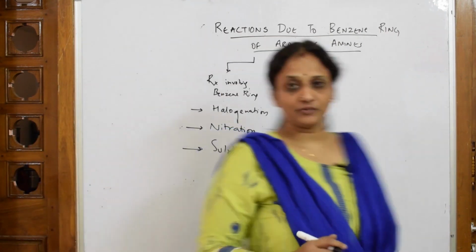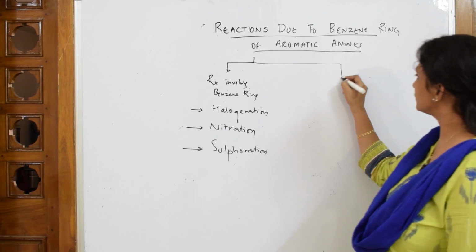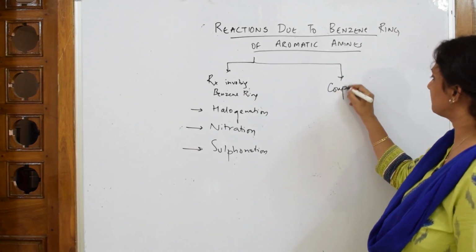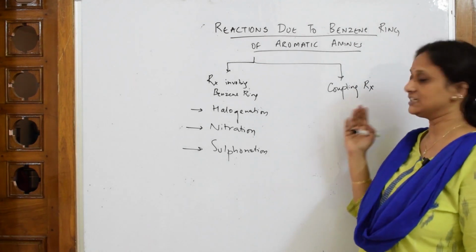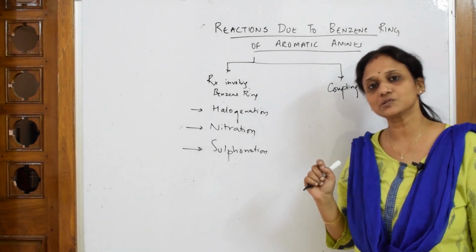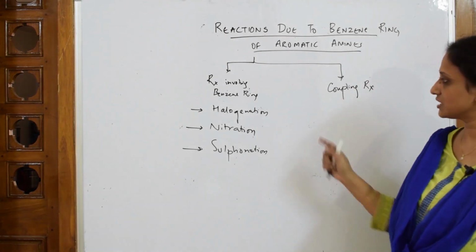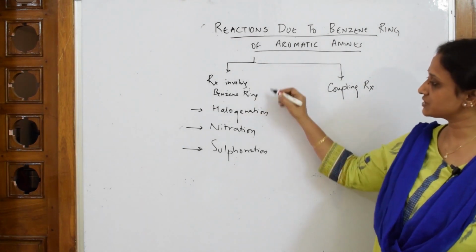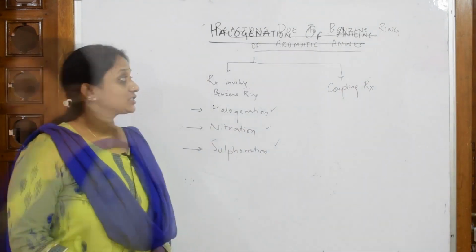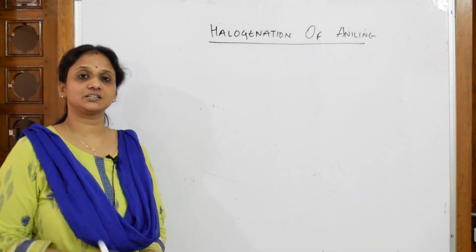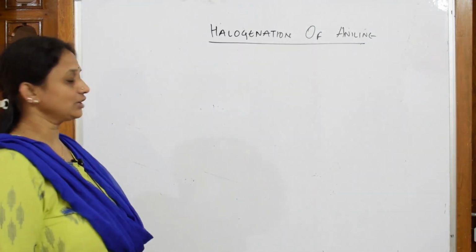Done. The second category of reactions is the coupling reaction, which I've already taught. Yes, simple, with aniline coupled. Okay, let us see that also. So coupling reaction is also done. Now this is your basic thing. First we will learn all these 3 and then come back to your coupling reaction. So let us start with your first reactions involving the benzene ring, that is your halogenation.